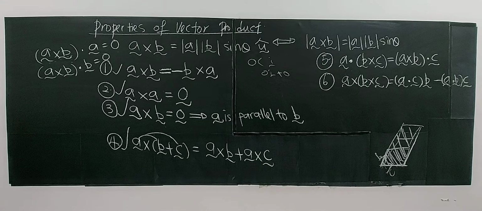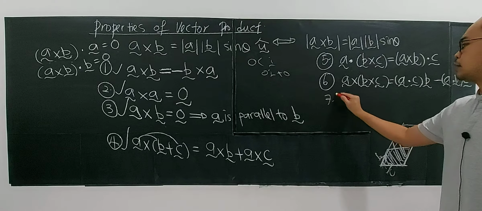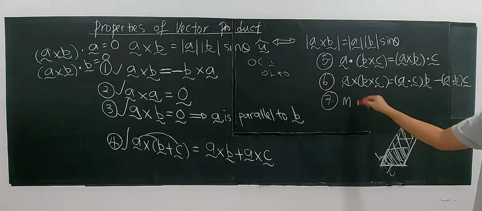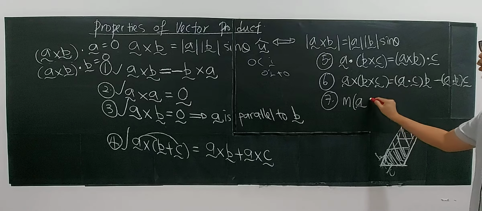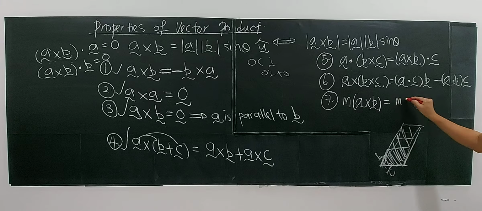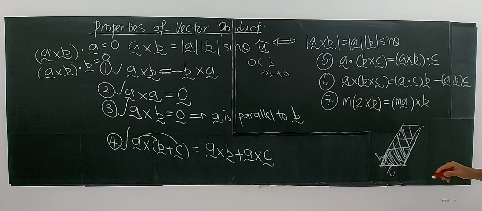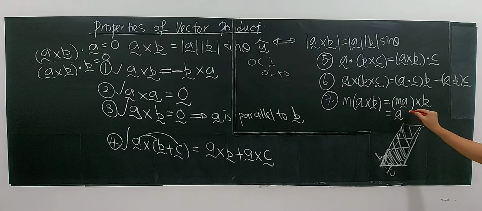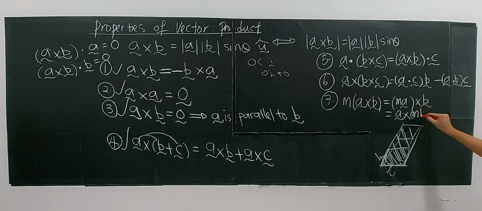These first three are very important in your examination. Let's look at another property. Let's say M is a scalar. Then you have A cross B. It's the same as taking the scalar multiple of vector A crossed with vector B, and it is also the same as vector A crossed with the scalar multiple of vector B. They all bring the same result.